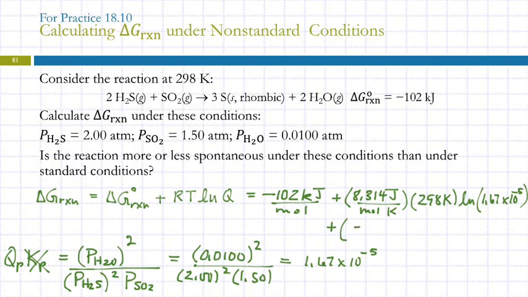So this term is negative 27744 joules per mole. If we convert that to kilojoules, we're going to put a decimal point in here, and that's kilojoules. And then we've got the minus 102 kilojoules per mole. So we've got negative 102 and a negative 27.744.